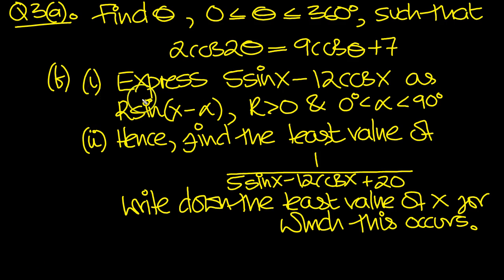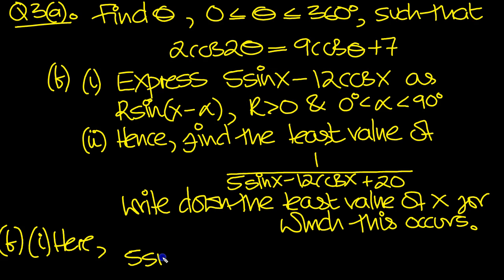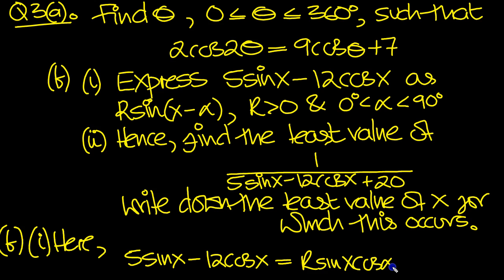So here's the question, summarised slightly. So part B, part 1. What have we got? 5 sin x minus 12 cos x, and that's going to equal R sin(x minus alpha). We can expand that using the compound angle formula: R lots of sin A cos B minus cos A sin B. So that would be R sin x cos alpha minus R cos x sin alpha.